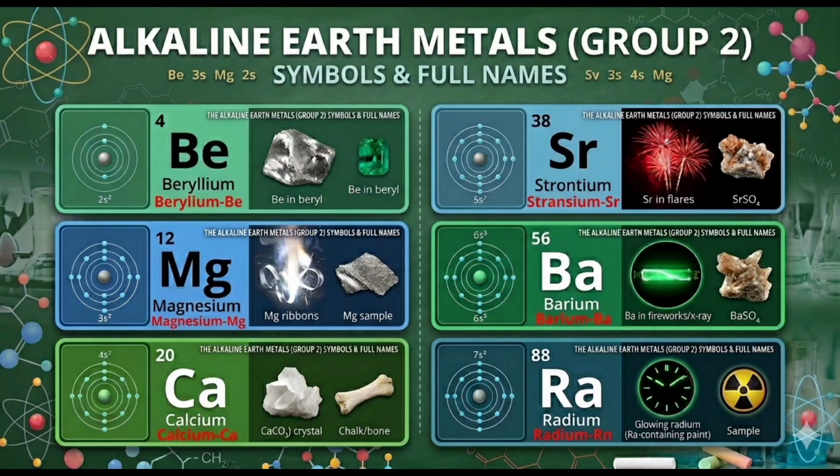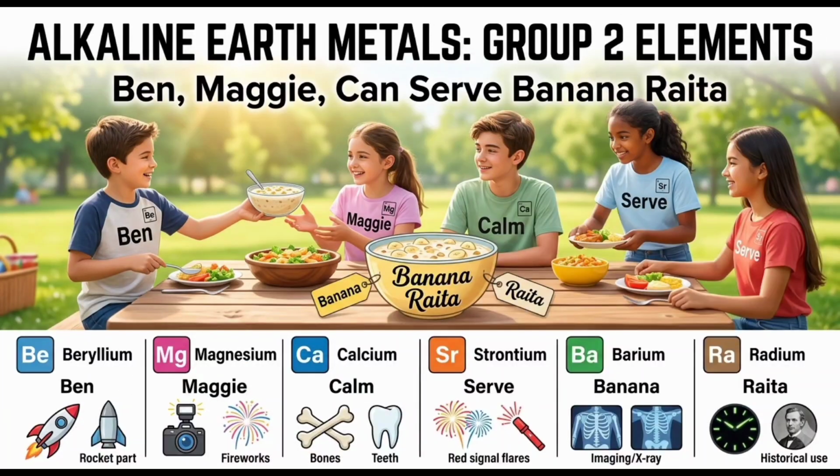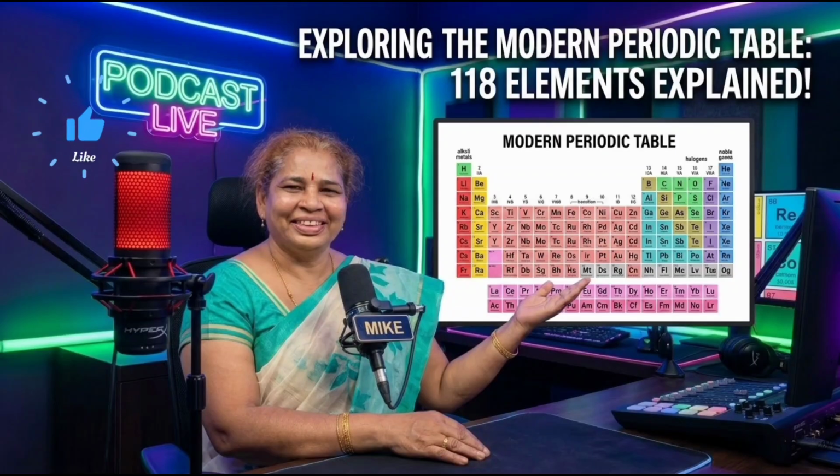Ben, beryllium. Maggie, magnesium. Can, calcium. Serve, strontium. Banana, barium. Raita, radium. So by using this sentence, we can remember very easily. These are shiny, silvery white metals.